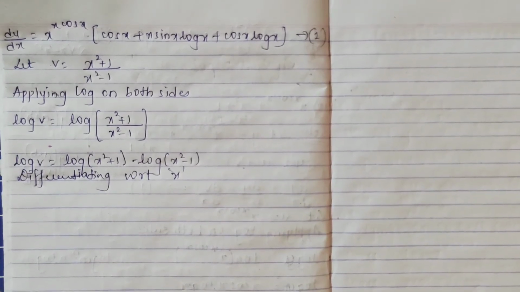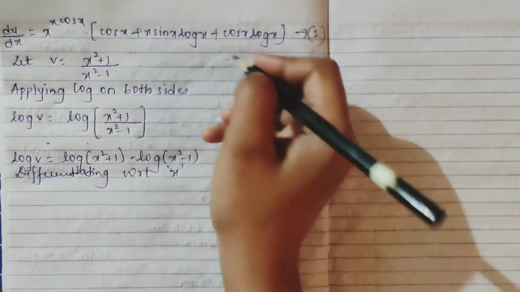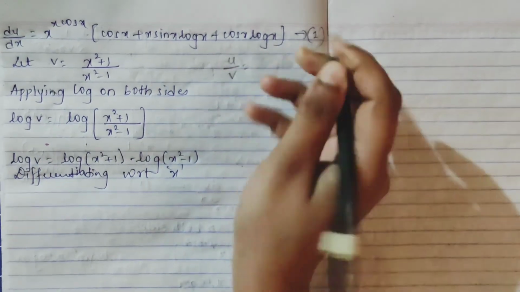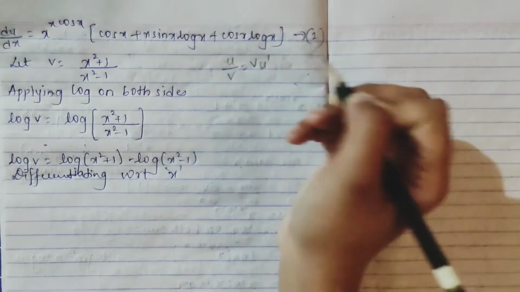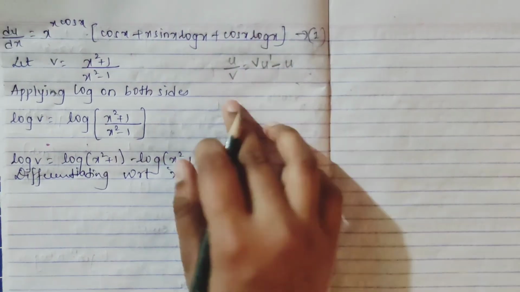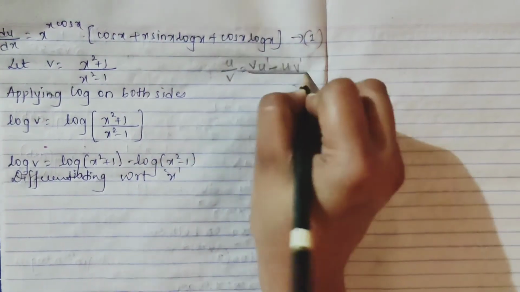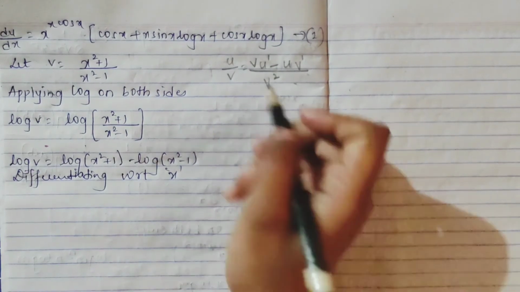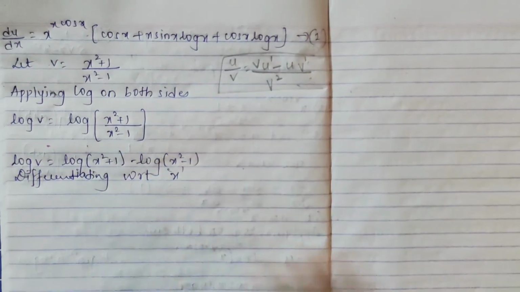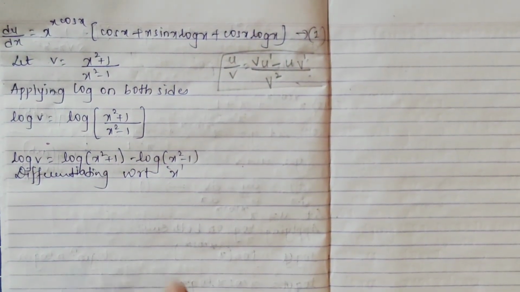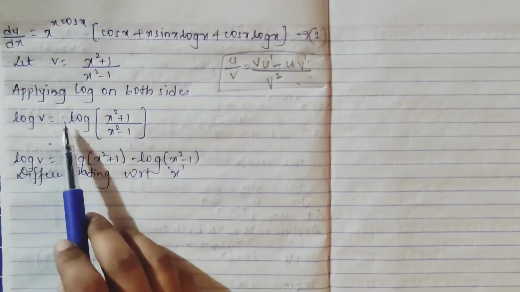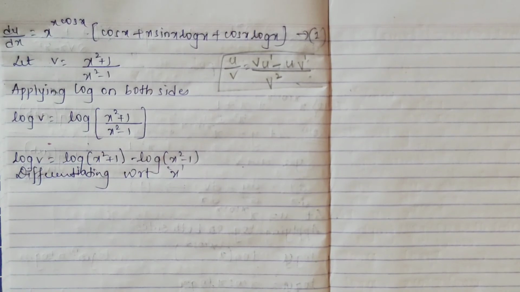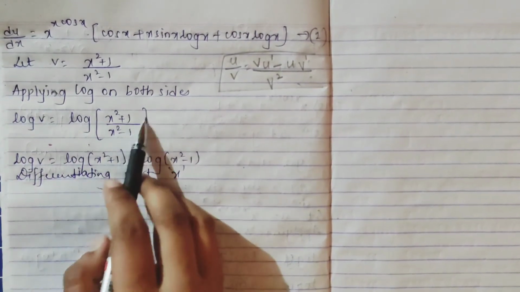If anyone is going directly with u by v, what is our differentiation? First keeping our v as it is, differentiating your u, minus keeping your u as it is, differentiating your v, and the whole divided by v square. So if you are going in this way, it is fine, or if you are applying log, it is also fine. So applying log on both sides, you get log v is equal to log of x square plus 1 by x square minus 1.